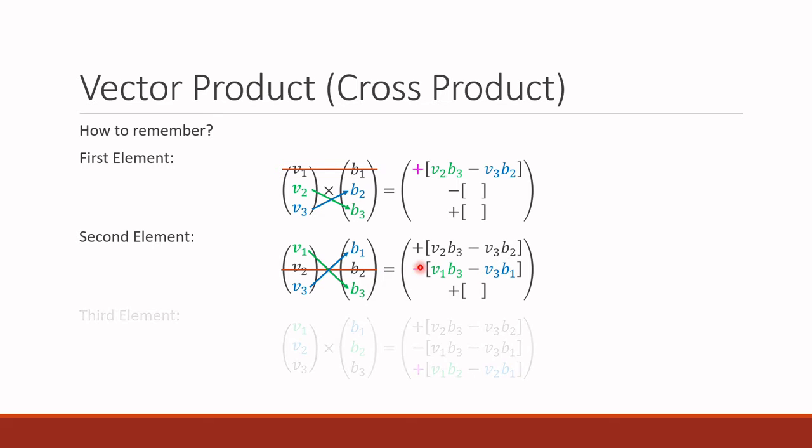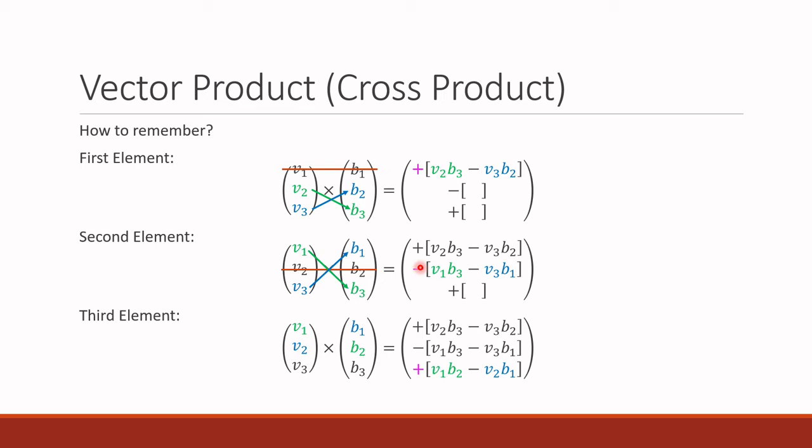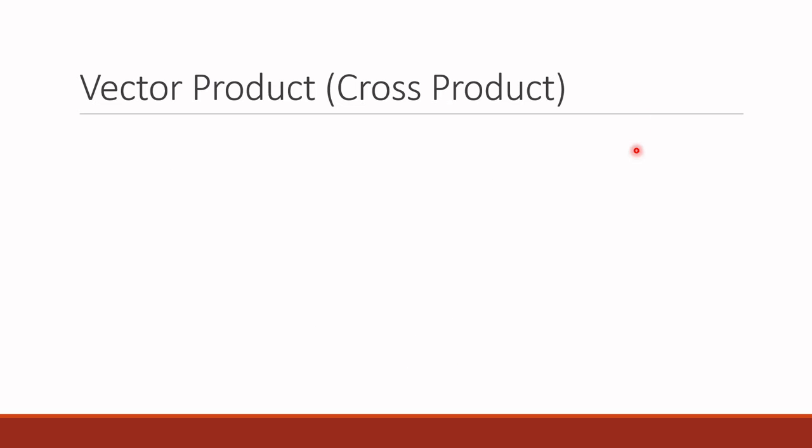For the third element, the idea follows. I cover the third row and do the cross product, but make sure that the sign is positive. Hopefully this helps you remember the cross product formula.